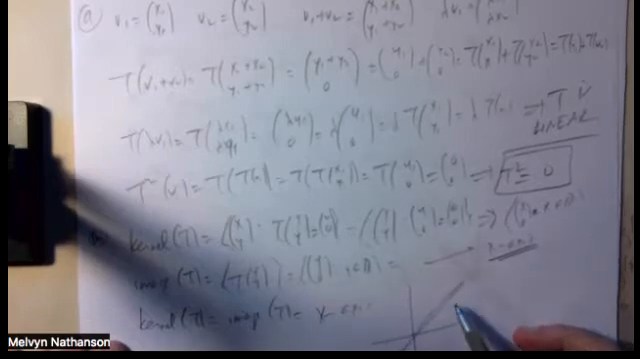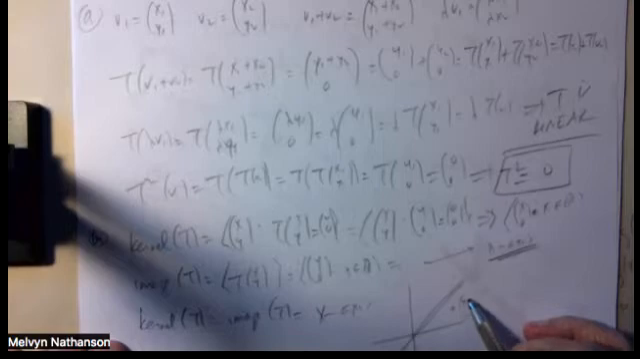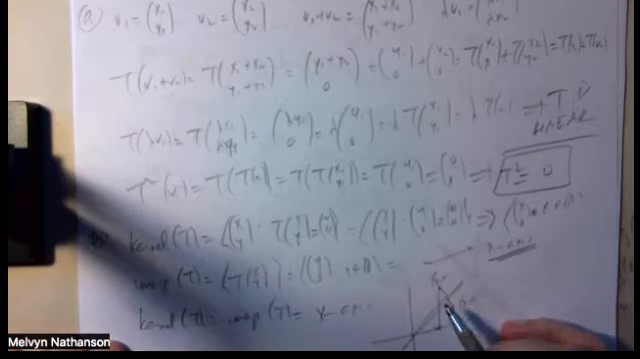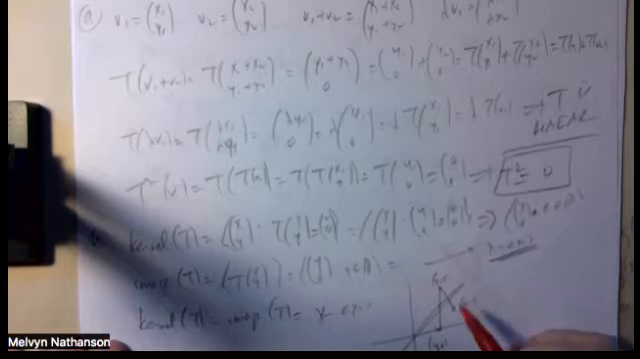And geometrically, this is the line y equals x. Take the vector x, y. If you reflect it through this line, you get the vector y, x. Then you project it down to the x-axis, you get y, 0. So this is what the function T looks like that sends x, y to y, 0.